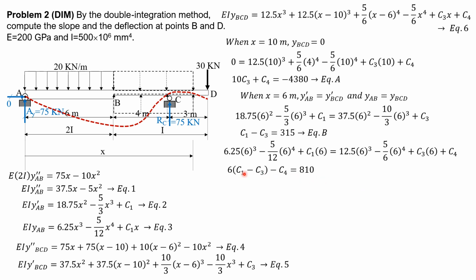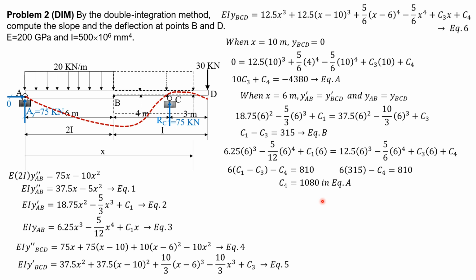810. Then since we have a value from equation B, c sub 1 minus c sub 3, we substitute it here, 315, then we can compute c sub 4. So 6 times 315 minus c sub 4 equals 810. Therefore, c sub 4 is equal to 1080.